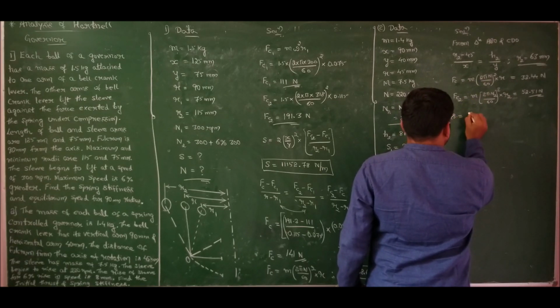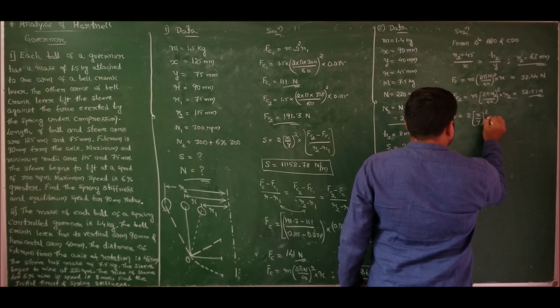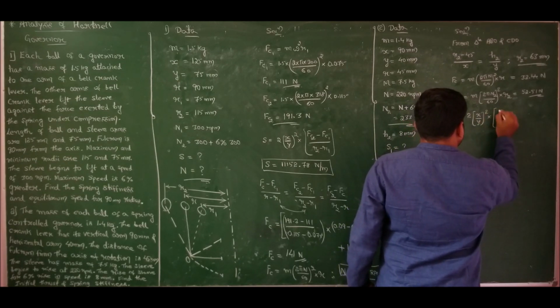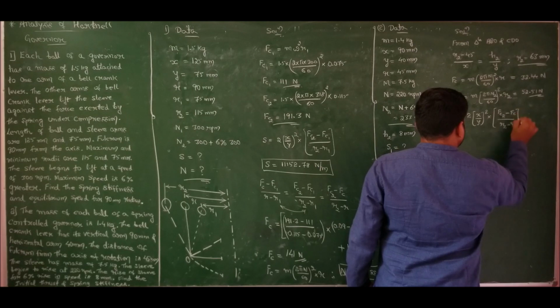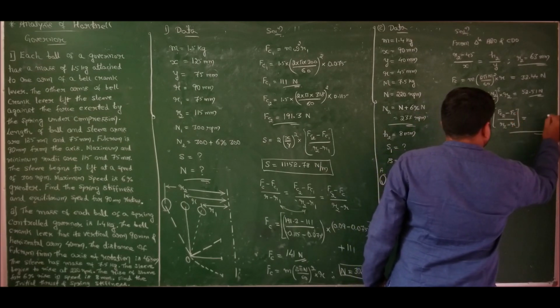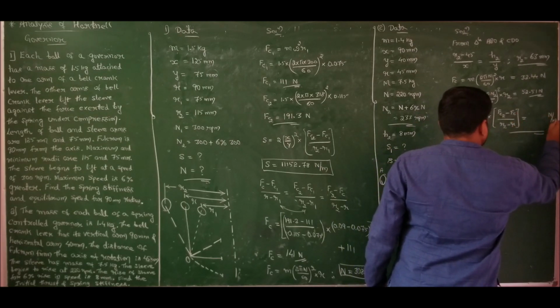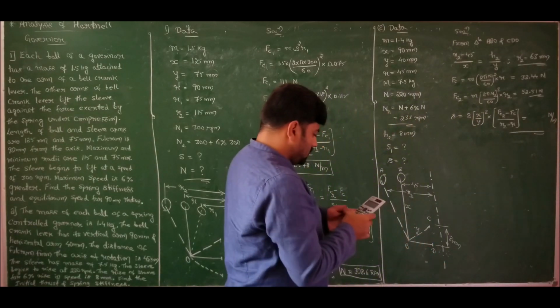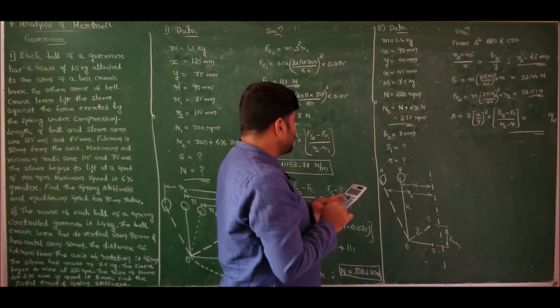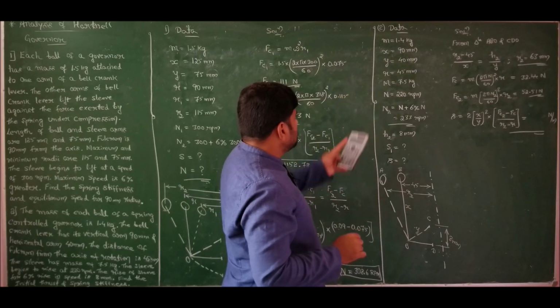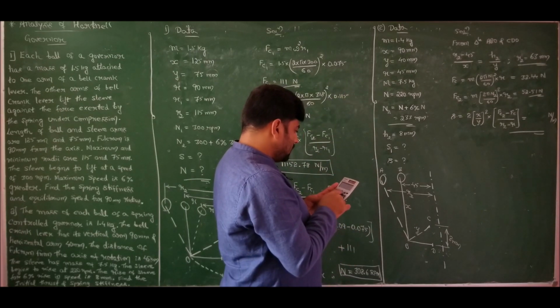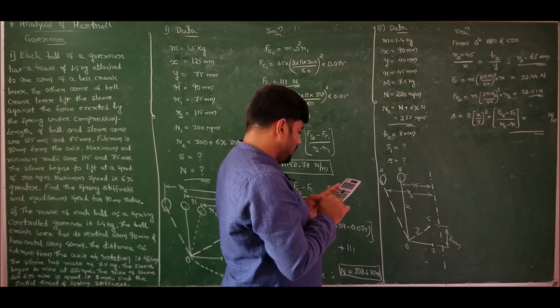That is, spring stiffness will become 2 times (x by y) whole square into (Fc2 minus Fc) by (R2 minus R). If I solve, I get the answer in newton per meter. That is 2 times x by y. What is x by y? 90 by 40. Both are in millimeters. No worries, the units will get cancelled.